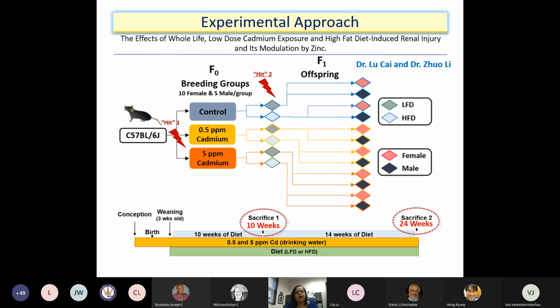I forgot to say here how these mice were treated. So the male and female mice were first kept on a water regimen, tap water, which was control water, and water that was treated with 0.5 ppm cadmium or 5 ppm cadmium 1 week prior to breeding. They were continued on the same regimen during pregnancy and weaning. Once the offspring were weaned, they were then put on low-fat diet or normal diet and high-fat diet. And then the mice were sacrificed at 10 weeks or at 24 weeks.